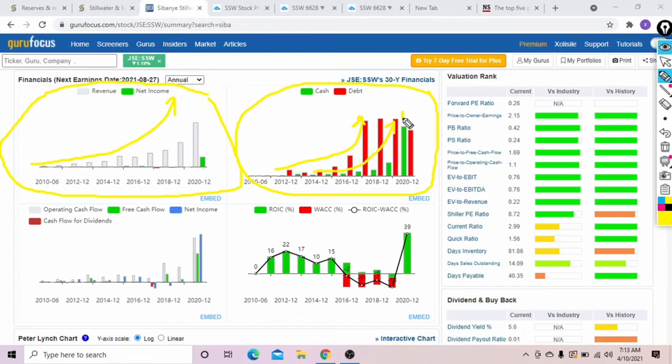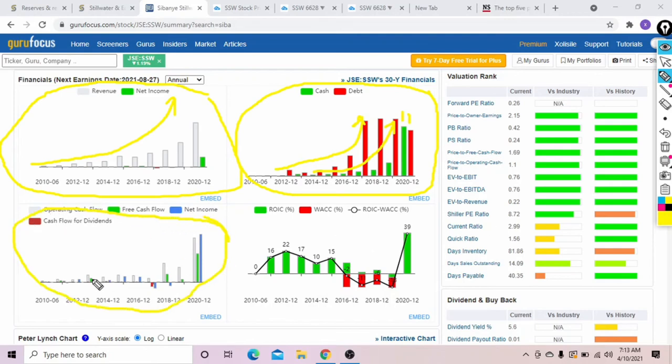You can see here they have more cash than the debt. It seems like they've turned the tables around. Instead of having more debt, now they have more cash than the debt on their balance sheet. Meaning things are starting to look good with Sibanye, which is good. So this financial statement so far, by looking at the income statement and also the balance sheet summary, it's quite good. And then now let's further go to the cash flow statement here.